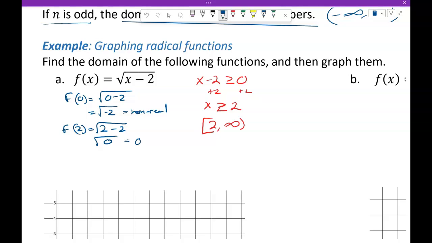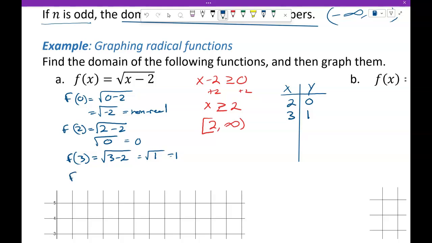So once we know our domain, we can set up an xy chart and get some points so that we can graph our radical function. We know that 2 is our starting point and it gives us an output of 0. Then if we plug in a number like 3 and evaluate f of 3, the square root of 3 minus 2 is the square root of 1, which equals 1. So 3 works. 3 is good, and it will work for all values greater than 2.